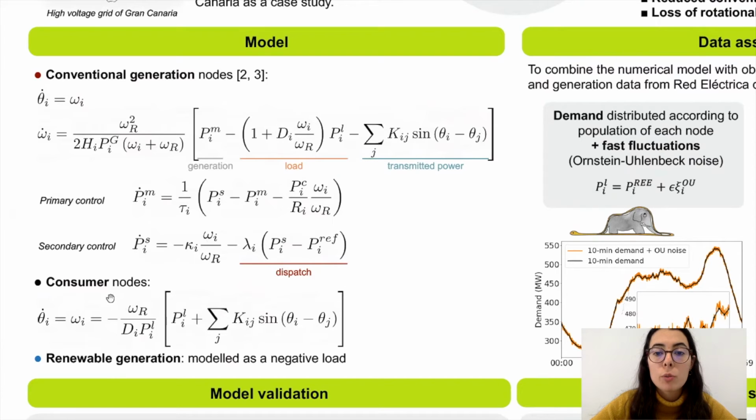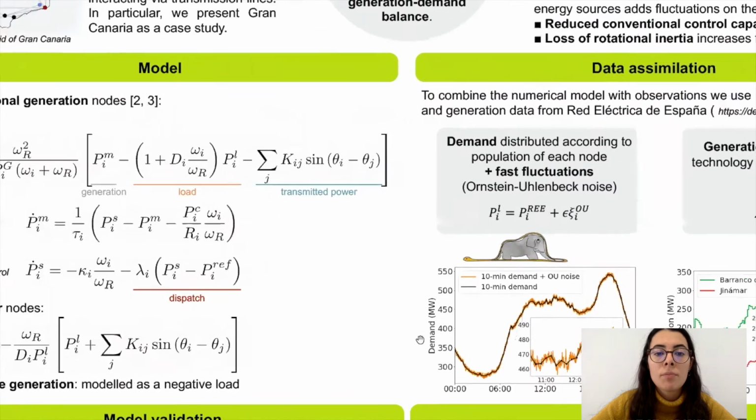Then we have consumer nodes, and the thing with consumers is that they have very low inertia compared to the power plants, so they adapt immediately to the grid frequency, and so we can perform an adiabatic elimination of this frequency equation, and we obtain this other equation. And finally, for renewable generation, we simply model it as a negative load in some specific nodes of the grid.